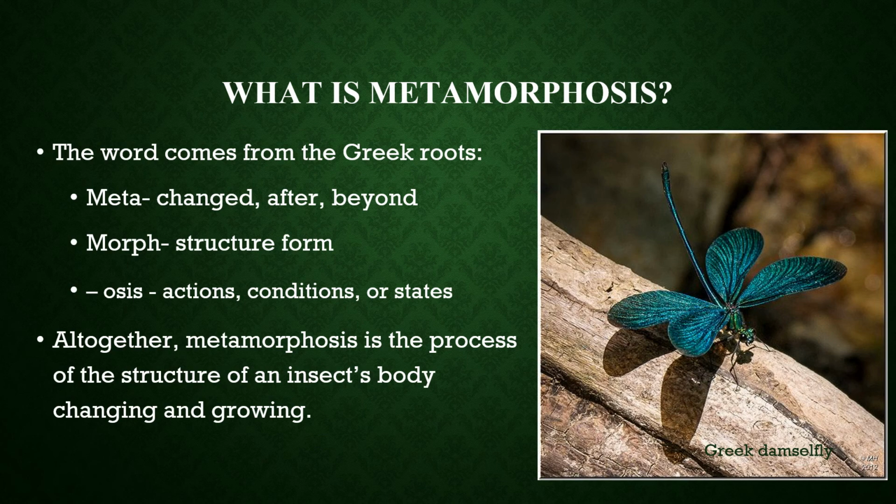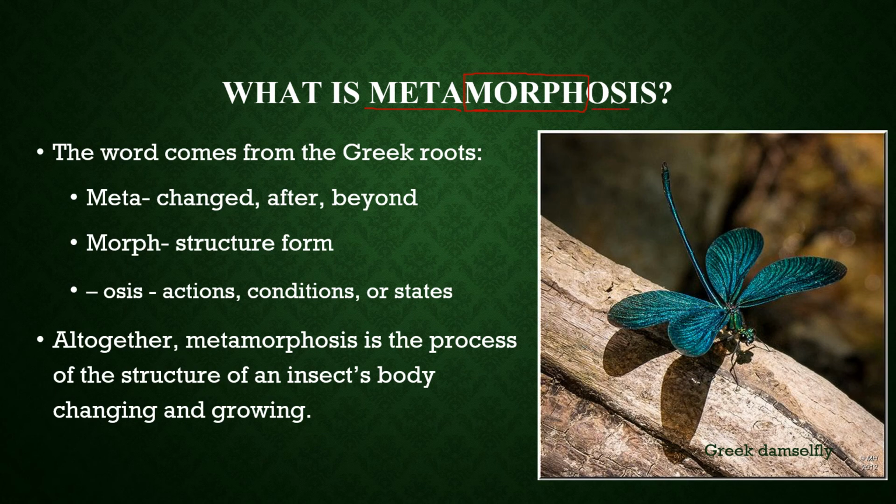So first we're going to break down the word just a little bit. There's 3 different parts we're going to look at. The first one is meta, which as you can see here means changed after or beyond. So that's a Greek root there. The next one is morph, M-O-R-P-H. You may have heard this word used in conversation, something morphing into something else. That has to do with a change in structure or form.